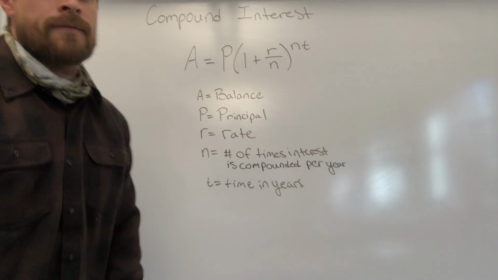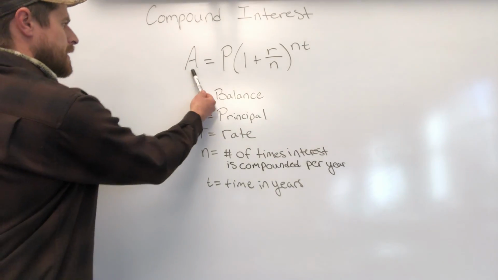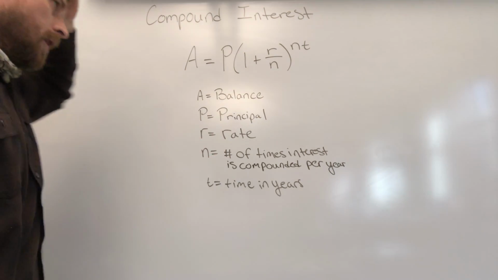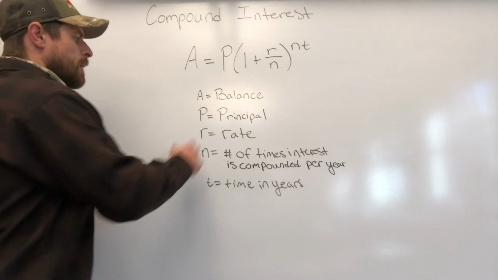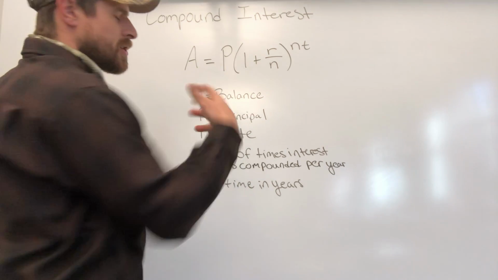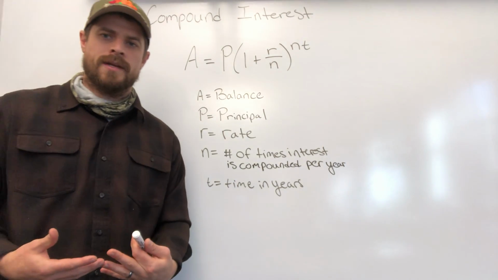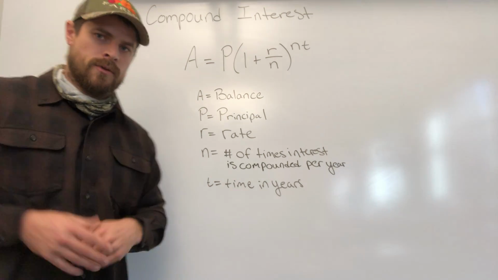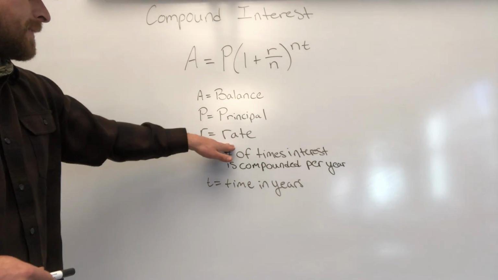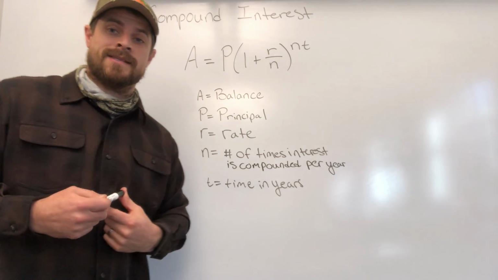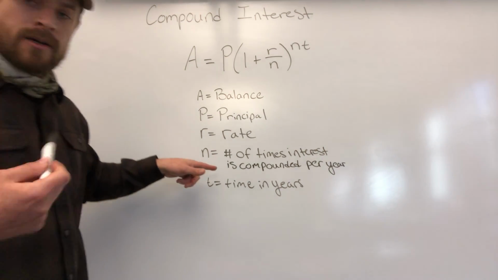All right, so first off, A, that's going to be your balance at the end. We're going to figure out what our total amount is after so many years of letting it compound. Principal, P, that's your initial amount that you're going to plug into the account. So let's say you put $5,000 into an account, that right there is your principal amount. Rate, that's going to be given as a percentage, you're going to need to convert that into a decimal. And so that'll be your interest rate.